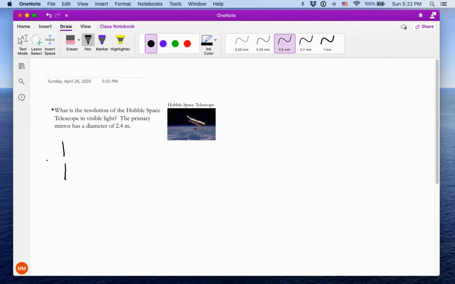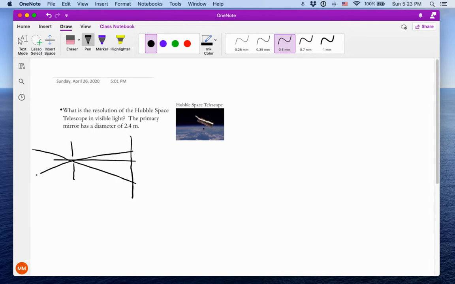So if we draw this example here, we're going to have our mirror. This is our detector. And we're going to imagine that we have objects way out here, and we're trying to determine the size of our Airy disk. This is the size of our Airy disk here.